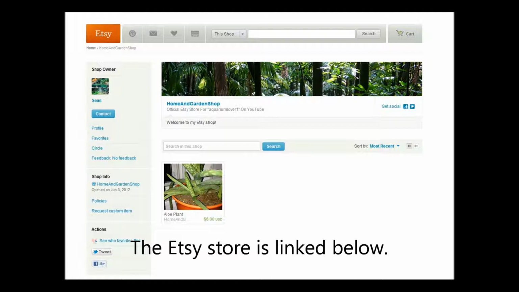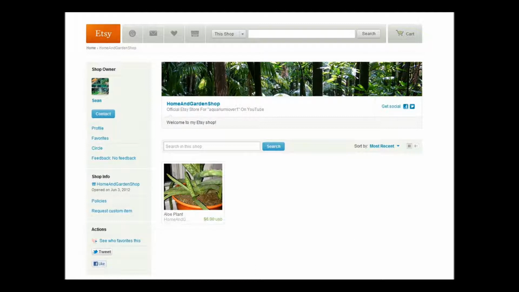But my first listing is an aloe plant. I know that I've had a lot of questions about where I purchase my aloe for the Russian tortoises, and I actually grow my own aloe. So I'm using this Etsy store as a chance to share some of that with you. The aloe is listed on the store, which is linked in the information bar below, at $6 per plant.